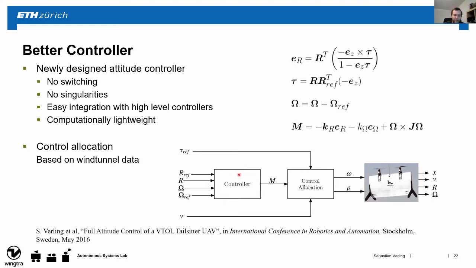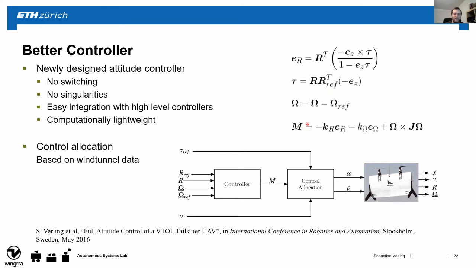Now, the controller itself basically tells us what moments we want to apply given the current attitude, the rates, and the preferred ones. The equations for this are written out here, where R, the uppercase R, is the rotation matrix of the current attitude, and RF is the rotation matrix of the desired attitude. EZ is just the unity vector in Z direction. The omega here depict the angular rates and the angular rate reference respectively.